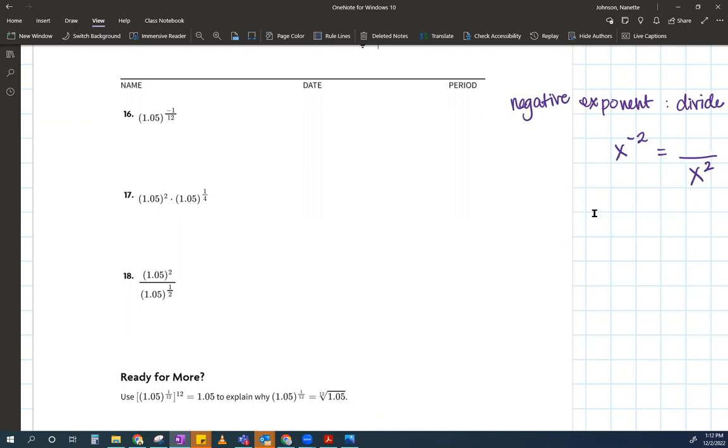Very good. I got even more people participating. Very, very good. Awesome. Exactly. Yes, a 1 goes on top. Okay, so that's going to help you do this one.